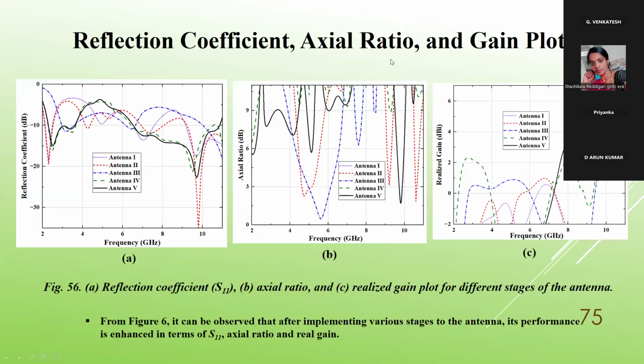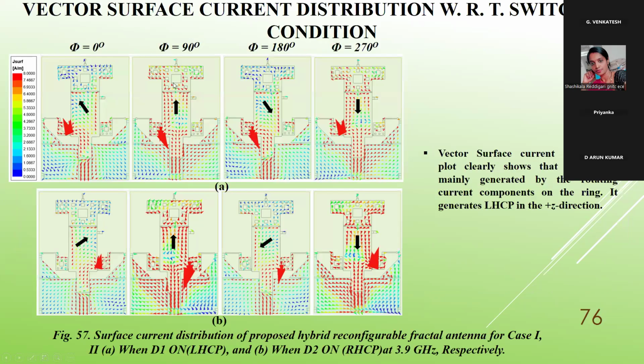So reflection coefficient, axial ratio, and gain plots are there. Coming to different stages, antenna 1, 2, 3, 4, 5, the simulated reflection coefficient, axial ratio, and realized gain are shown here. It can be observed that after implementing various stages, its performance is enhanced in terms of S11, axial ratio, and realized gain.